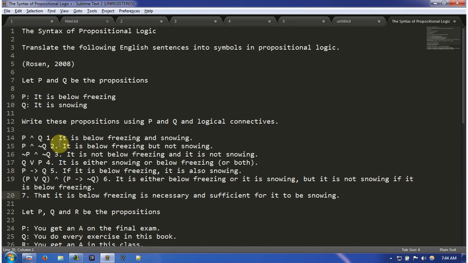Number 7, that it is below freezing is necessary and sufficient for it to be snowing. So the symbol on the left side of the arrow is this one. And then the symbol to the right of the arrow should be this one. It should be snowing. And then it is below freezing. So let me just correct the alignment of the answers.